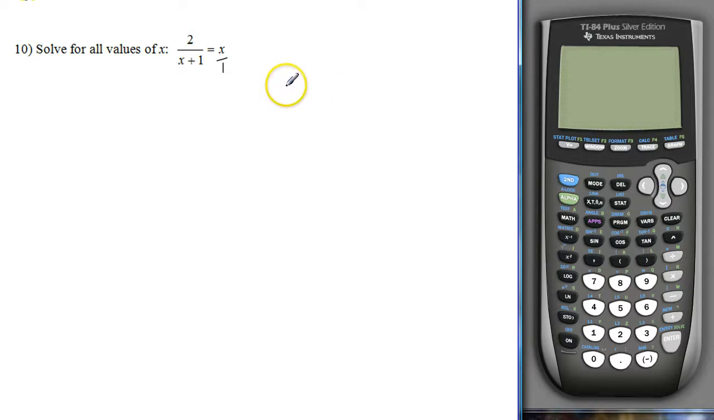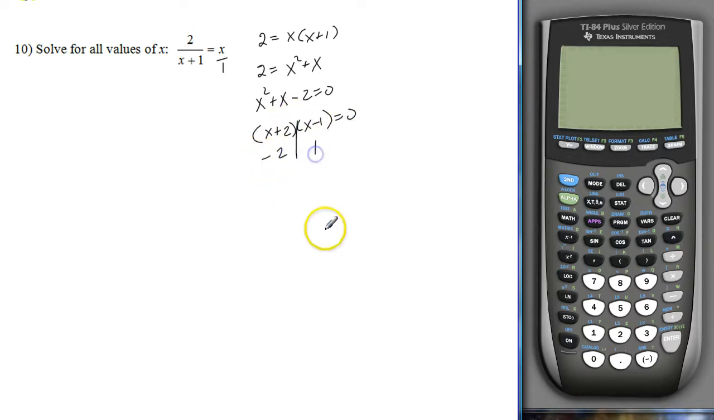Fraction equals a fraction. I made that other side a fraction. I'm going to cross multiply. So I get 2 equals x times x plus 1. Distribute. And if at any time I'm going too fast, just hit pause. Set this to 0. And what we're doing is solving for x. So I'm going to factor. So I get -2 and positive 1. I go back to the original. The only number that would be bad here would be a -1. So -1 is bad right there. So these are both good answers. So I got -2 and 1.